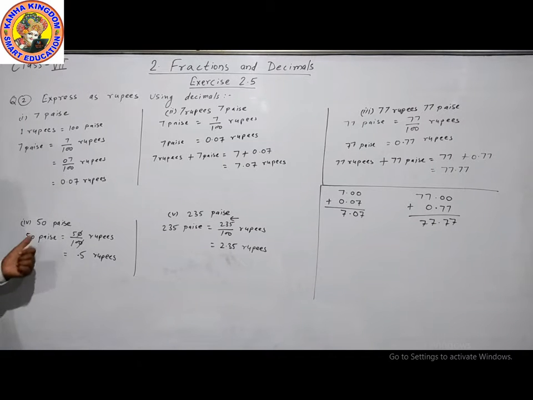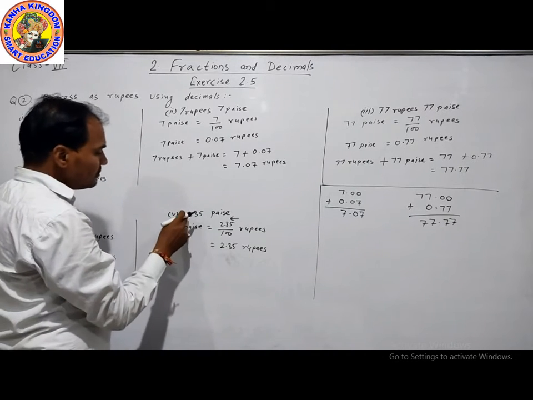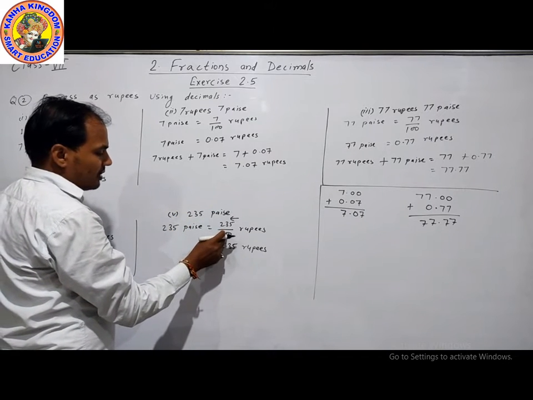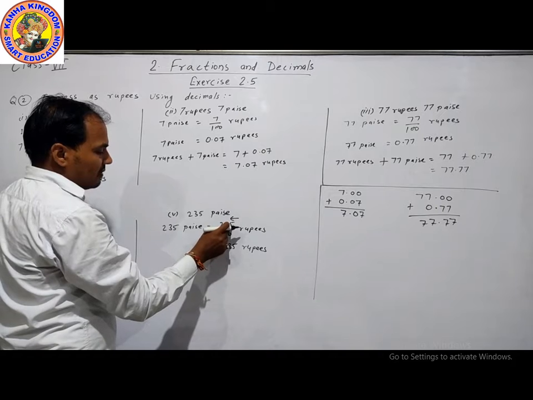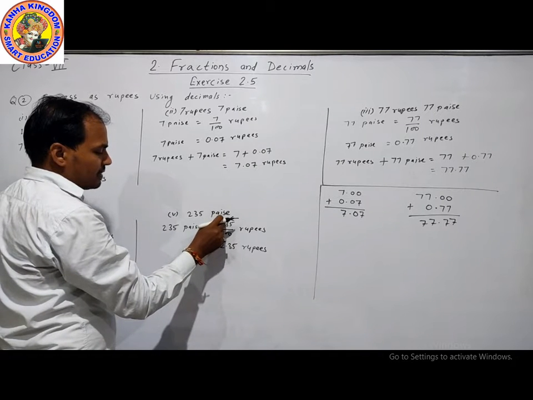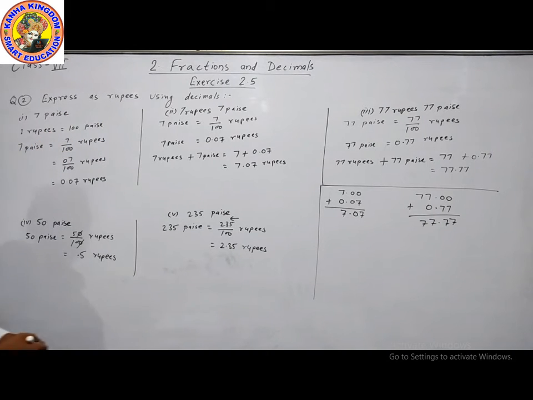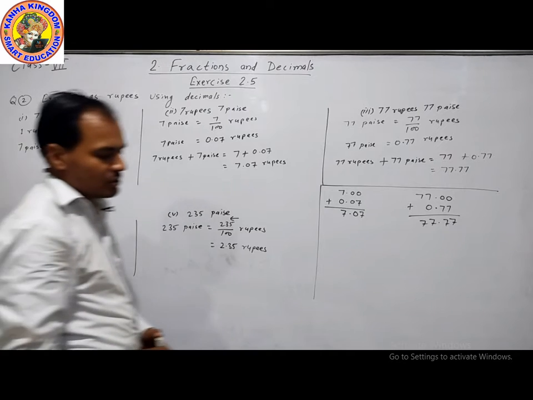Now the next question is 50 paise. Dividing 50 by 100, the 0 can be cut. Here the remaining is 5 over 10, so we will convert it to a decimal point. So this is our 0.5 rupees. Now 235 paise. Divide by 100. Now 2 decimal points will be added, 1 and 2. Here the decimal point will come, 2.35 rupees. You can take a screenshot of this. We will move to our next question.